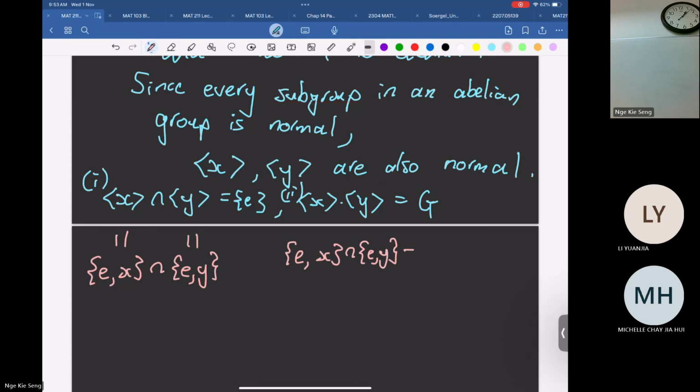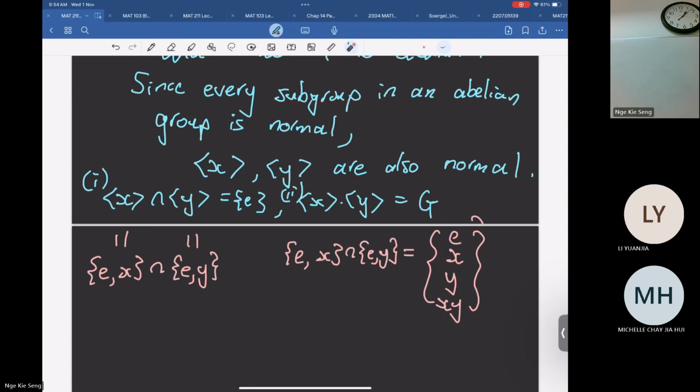True, right? So what kind of combinations can I get? E, X, Y, XY. 4 elements I can get. And my G has 4 elements. We know that X, Y are not the same. So the only possibility is whether XY can be equal to E, X or Y or not. If they are not equal, then this is a new thing.